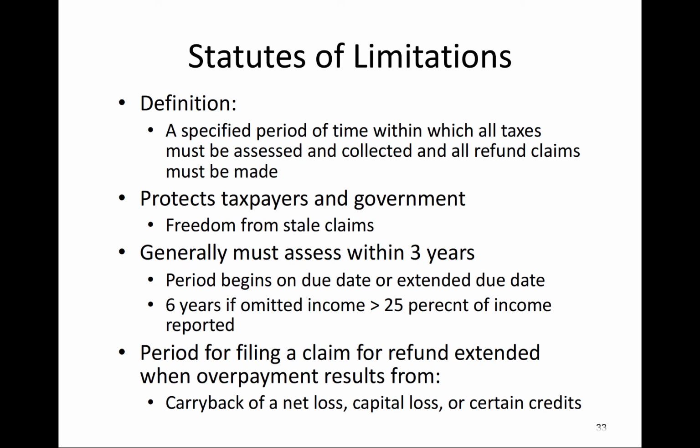Statute of limitations. So statute of limitations is, okay, after a certain period of time, the IRS or the government can't bring a claim against you. Well, generally the rule is that the tax must be assessed within 3 years, and 6 years though if it's omitted income that's greater than 25% of the income reported. So usually it's within 3 years. The tax has to be assessed, and that's part of the statute of limitations.